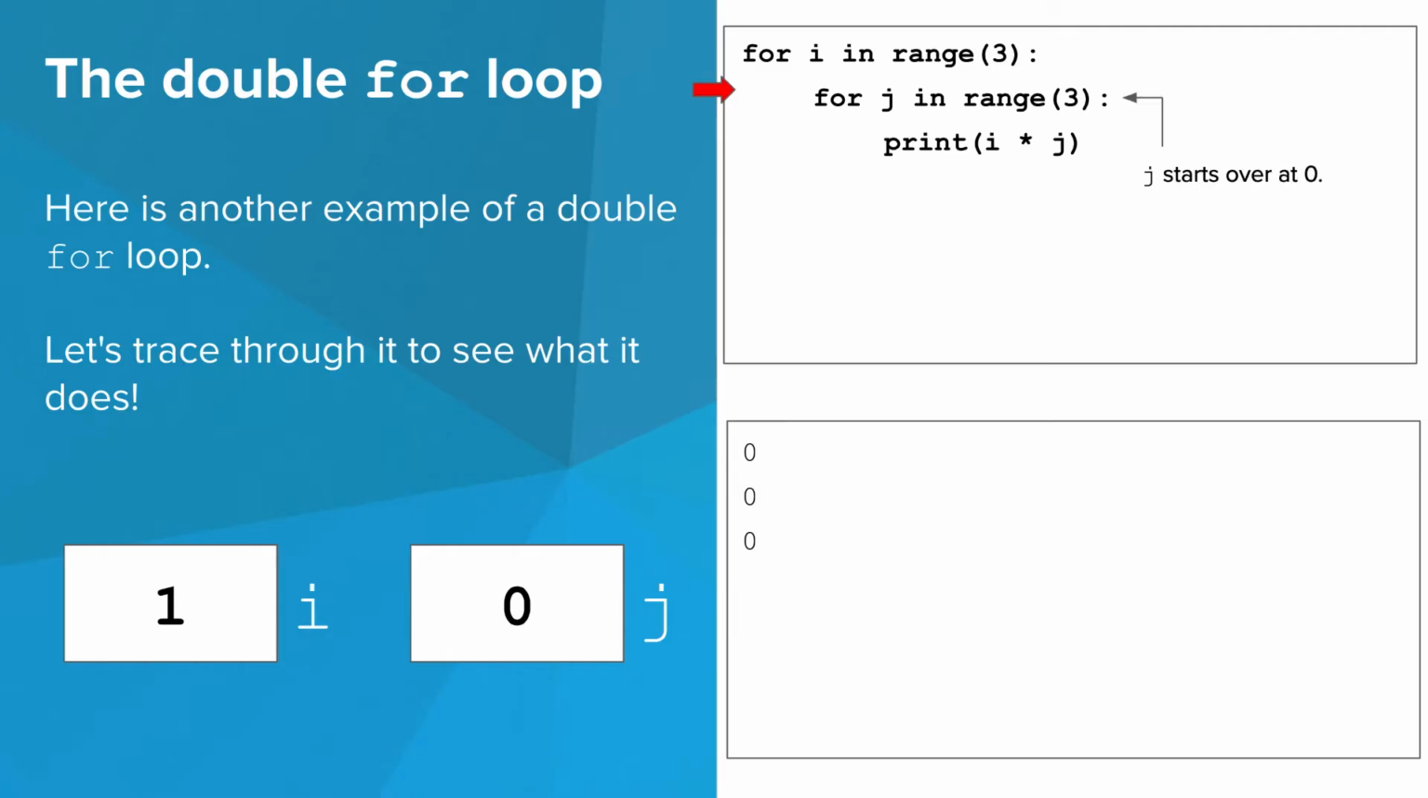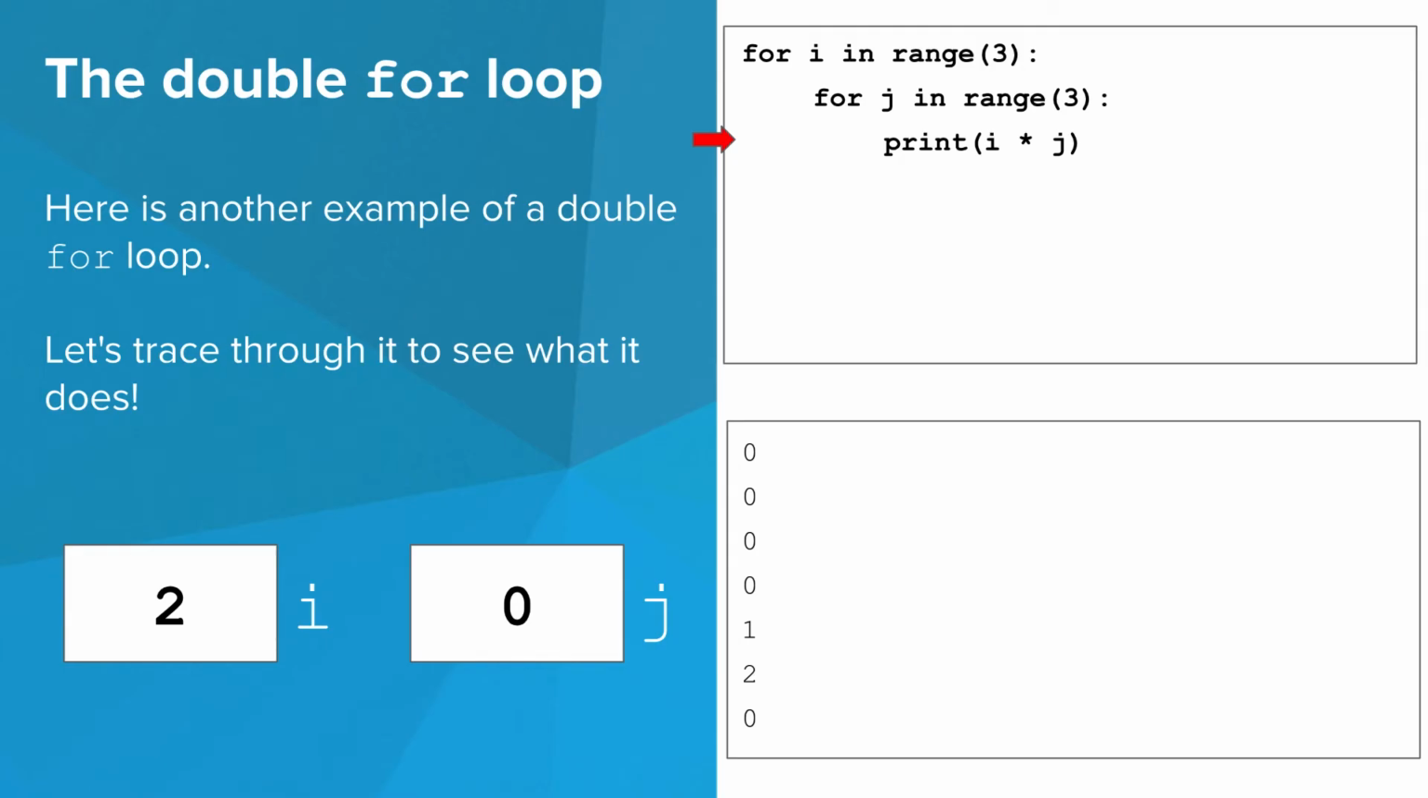We now begin the inner for loop anew, and j is set back to 0. 1 times 0 is 0. j becomes 1. 1 times 1 is 1. Cool. Finally something that isn't 0. j becomes 2. 1 times 2 is 2. And now that the inner for loop is finished, we return to the top of the outer loop. i is now 2. Set j back to 0.